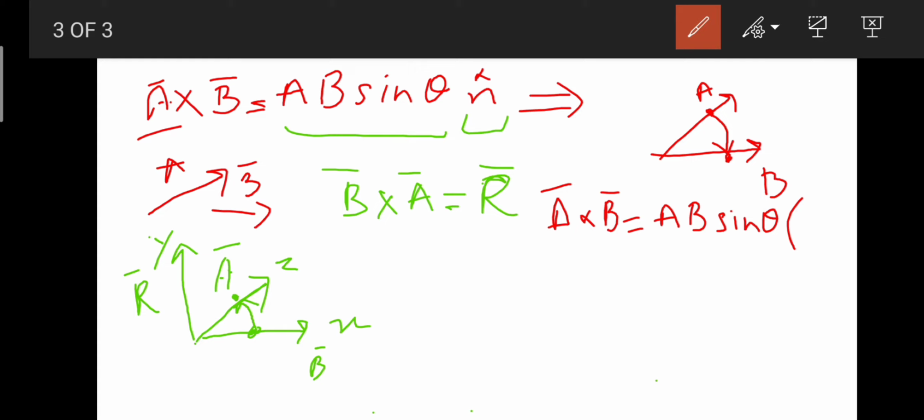So for this particular case, how would I draw that n unit vector, or the resultant which is indicated by the n unit vector? Its direction would be like this, right? So in this case, if I say that a is in the direction of negative of z, and b is drawn in the direction of x, then r would be in the direction of negative of y, right? This is the negative of y.